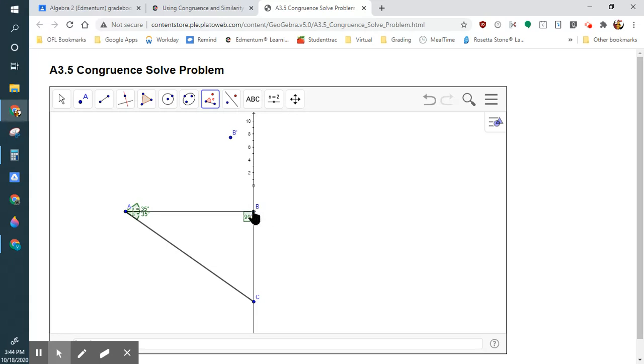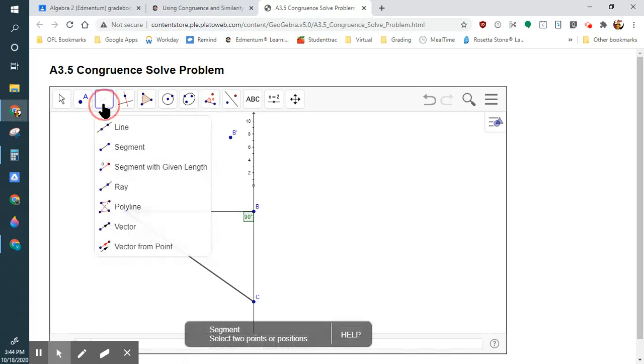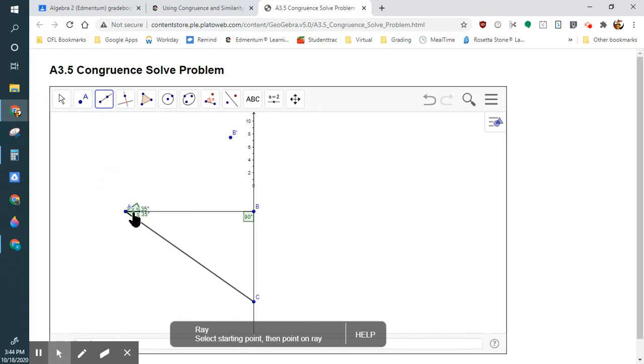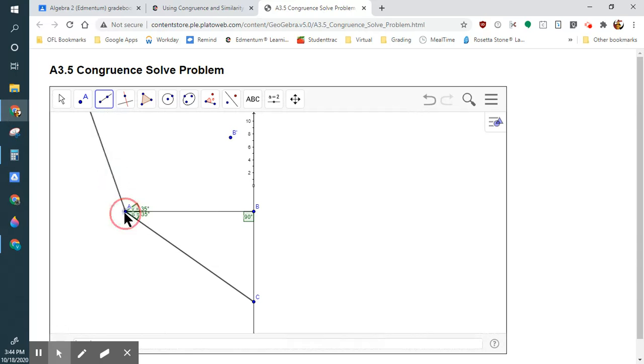There we go. And they want us to extend the ray, so we're going to go to our construction tools and do a ray. This is our vertex, and we're going to draw the ray all the way over here. We see that's 10 feet. So 35 degrees gives us about 10 feet up here.